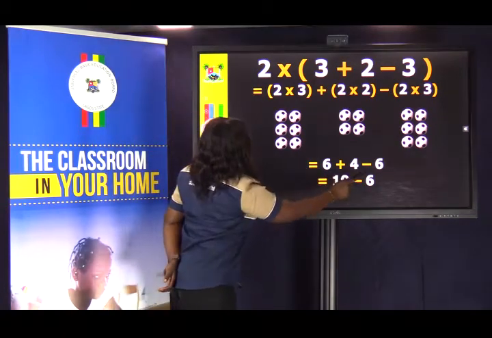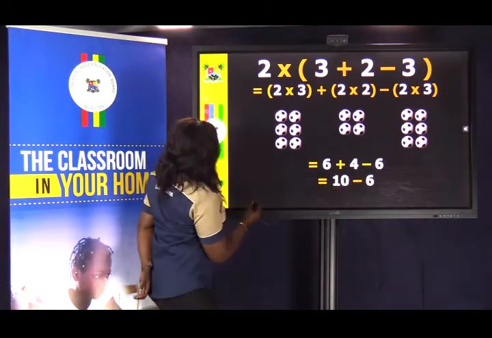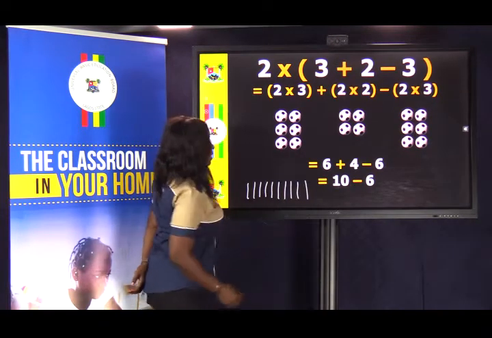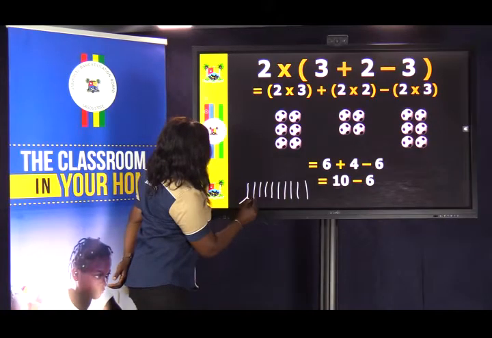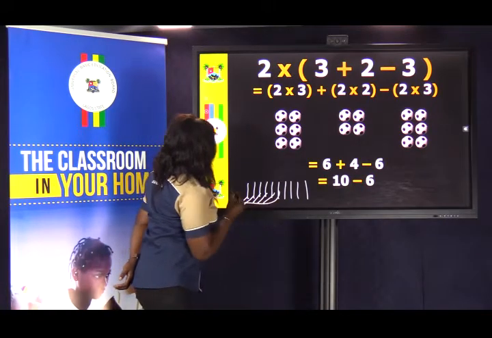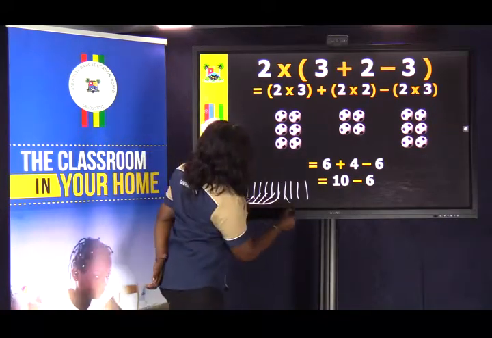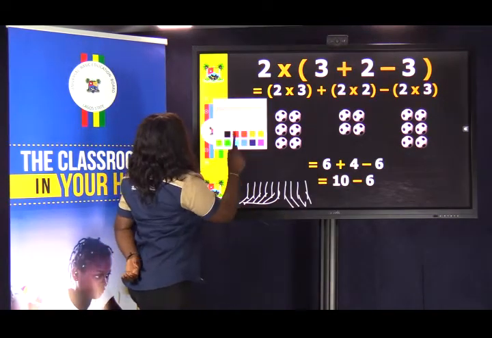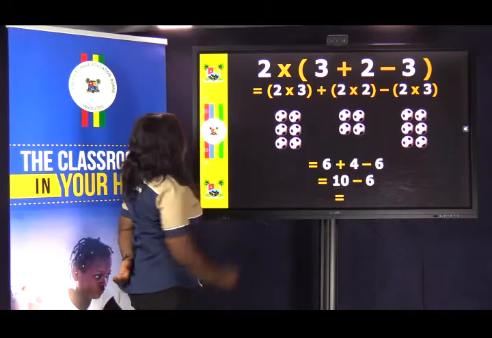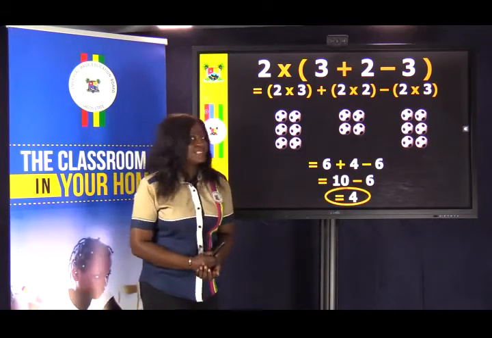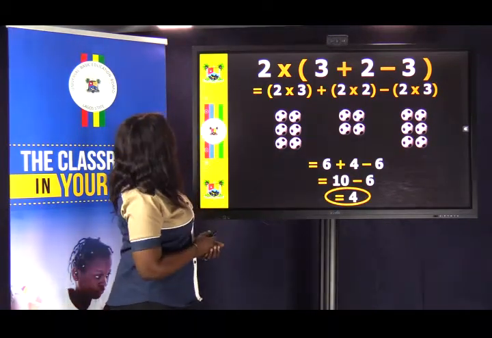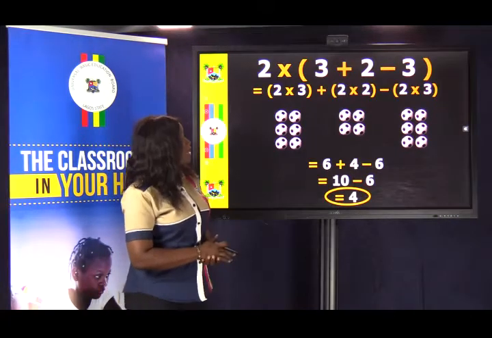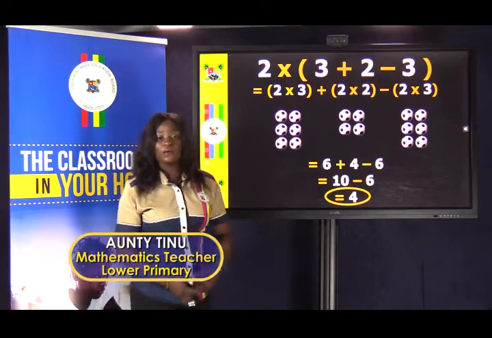Now 10 minus 6. Let's count 10. 1, 2, 3, 4, 5, 6, 7, 8, 9, 10. Let's take away 6. 1, 2, 3, 4, 5, 6. What are we left with? 1, 2, 3, 4. So 10 take away 6 is 4. And 4 is our final answer. So when you expand 2 times, open bracket, 3 plus 2 minus 3, close bracket, you get 4.